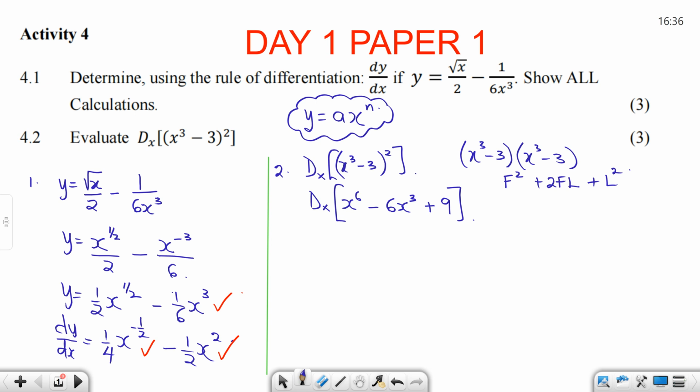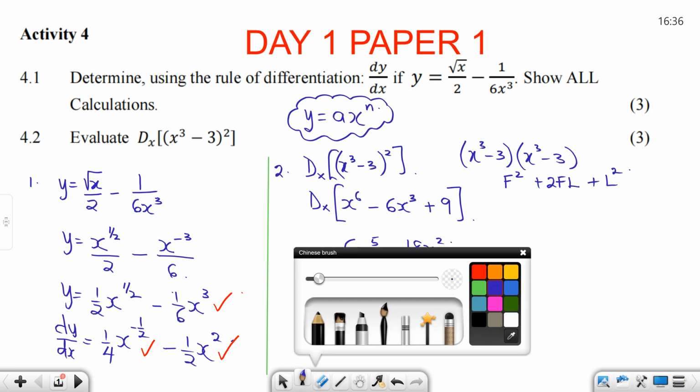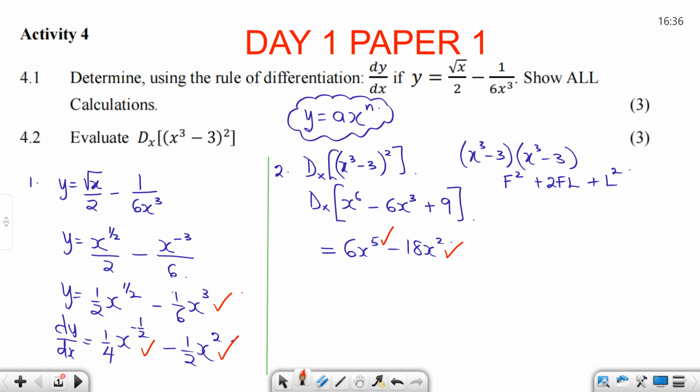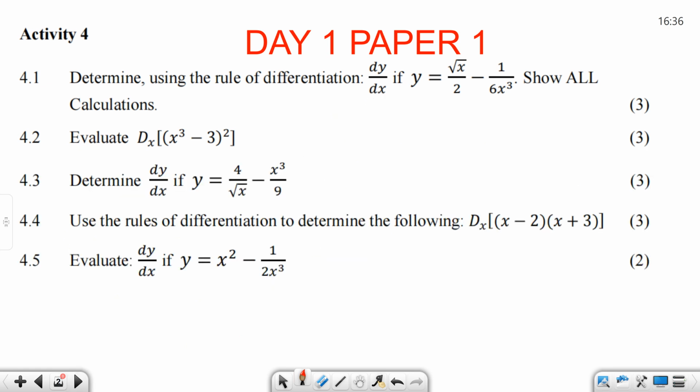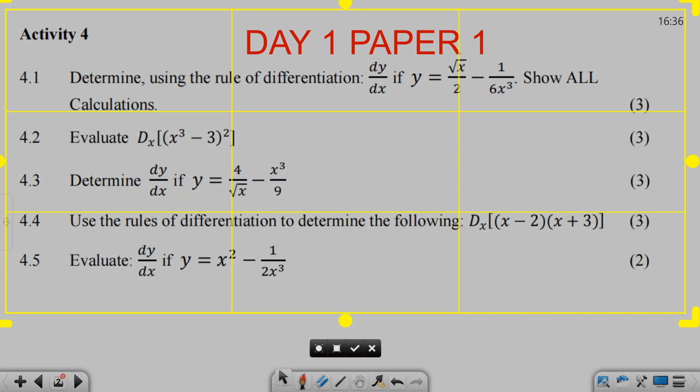Now I can derive because all my patterns are ax to the power n. Now I write my equal sign. What's my answer? 6x to the power 5 minus 18x squared. 9 is a constant and that will give us 0. 1, 2, 3. Okay, we're good. First 6 marks in the bag. Let's look at the next.